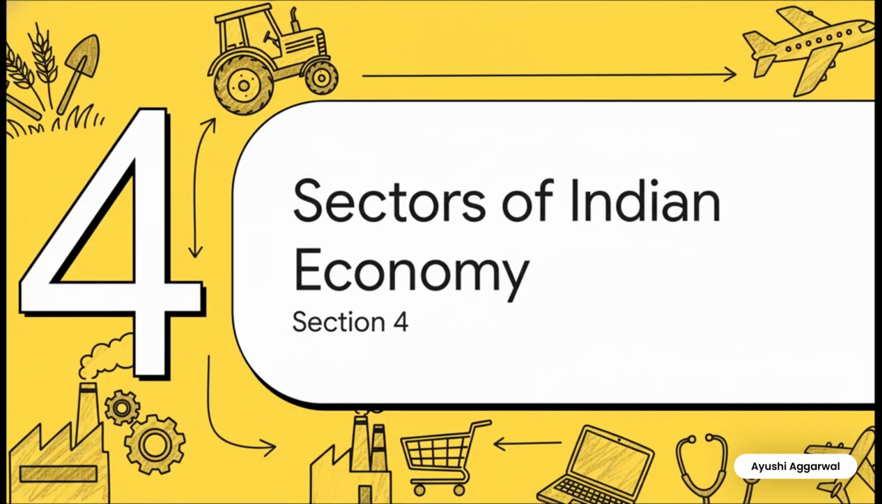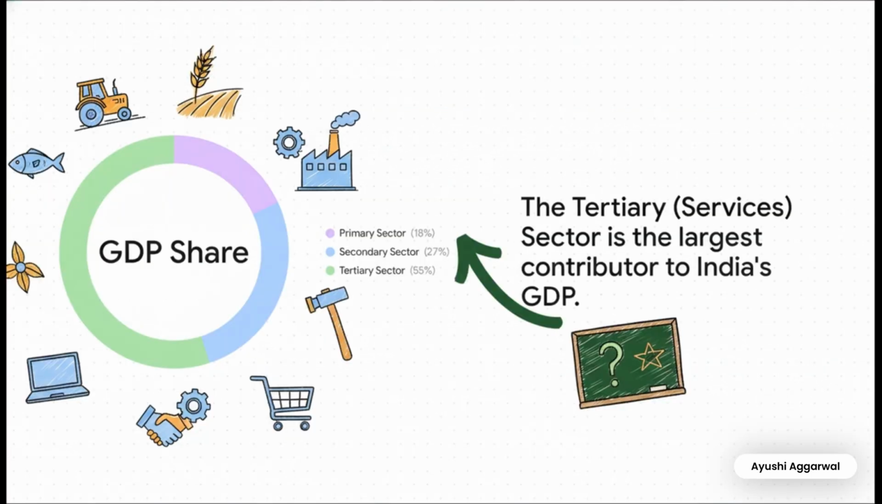All right, let's take all this theory and see how it applies in the context of the Indian economy. How is our economy divided into sectors, and which one contributes the most? Now, this chart shows something really interesting. You can clearly see that the biggest slice of India's GDP comes from the tertiary or services sector at about 55%. This is a direct fact that often comes up as a multiple-choice question in exams, so make sure you note it down.